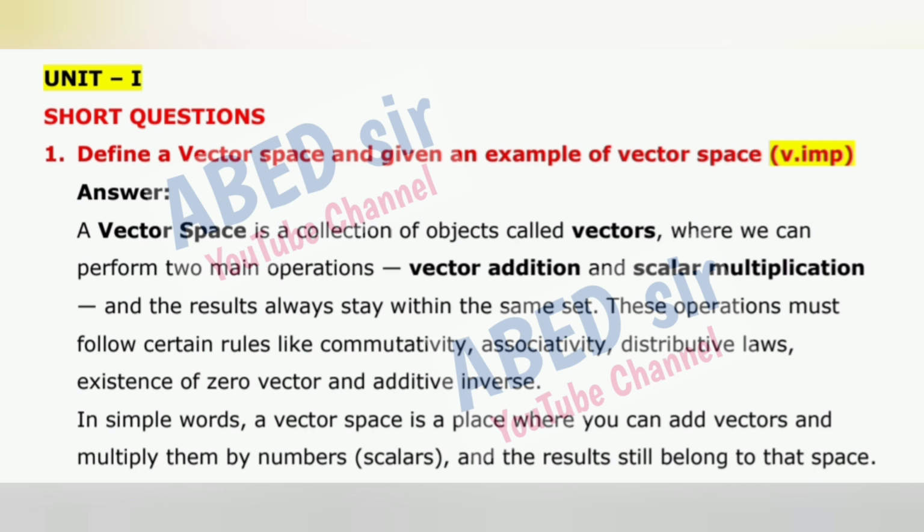In simple words, a vector space is a place where you can add vectors and multiply them by numbers, scalars, and the results still belong to that space.